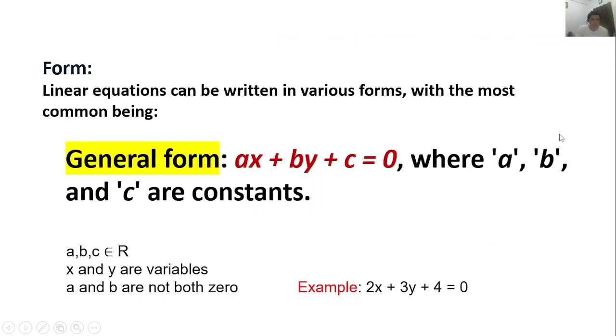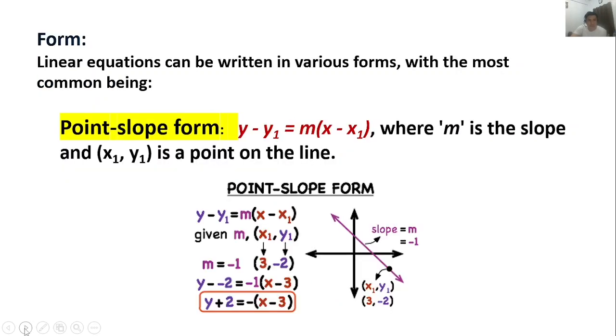Another form is the general form. We have ax plus by plus c equals 0, where a, b, and c are constants. Take note that a, b, and c are elements of R. x and y are variables. a and b are not both 0. Example, 2x plus 3y plus 4 equals 0. And again, since that is a general form of a linear equation, the graph is also a line.